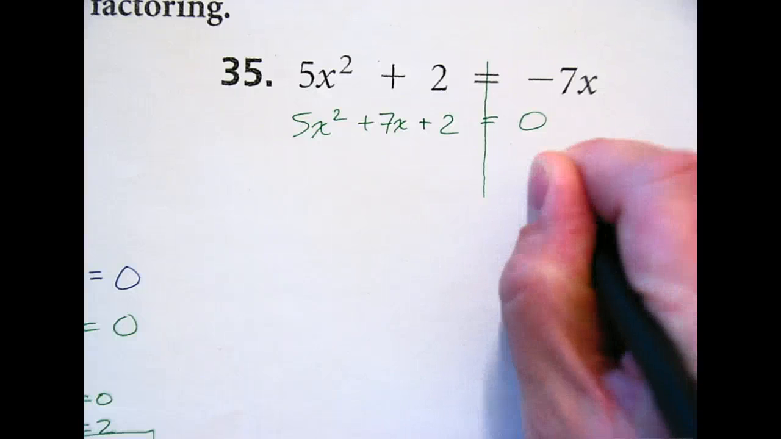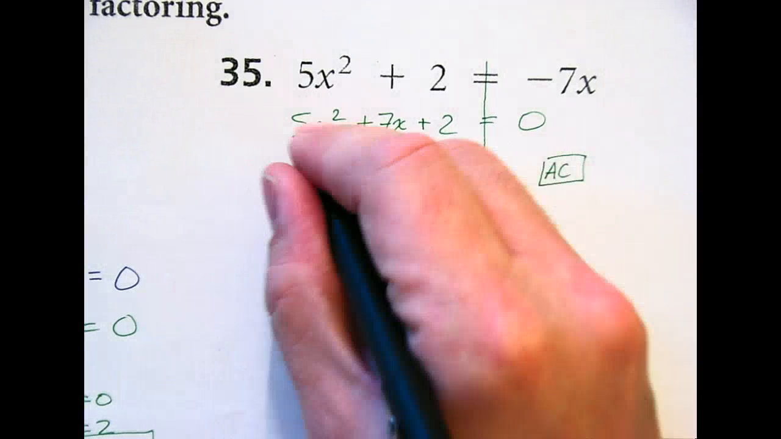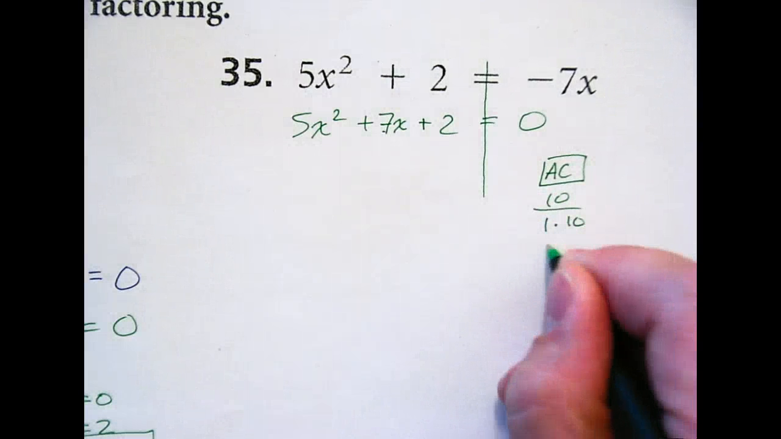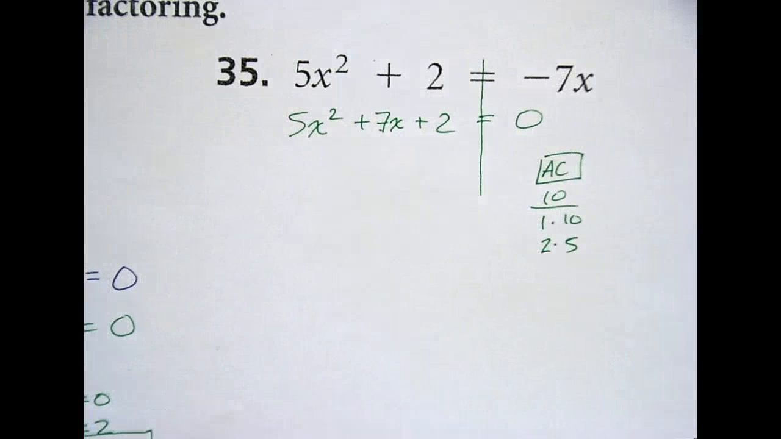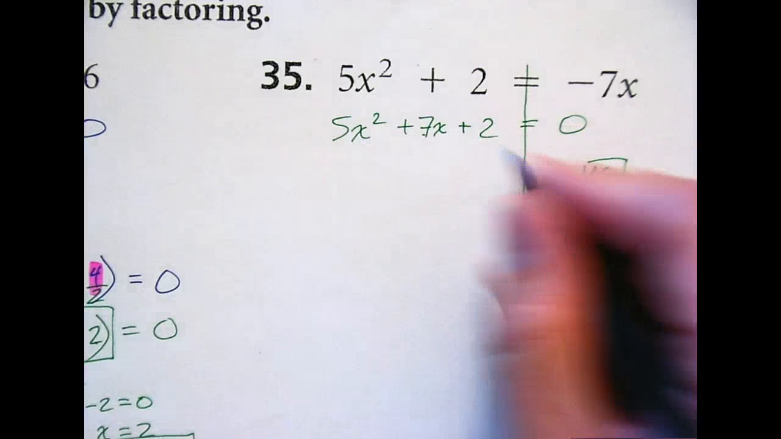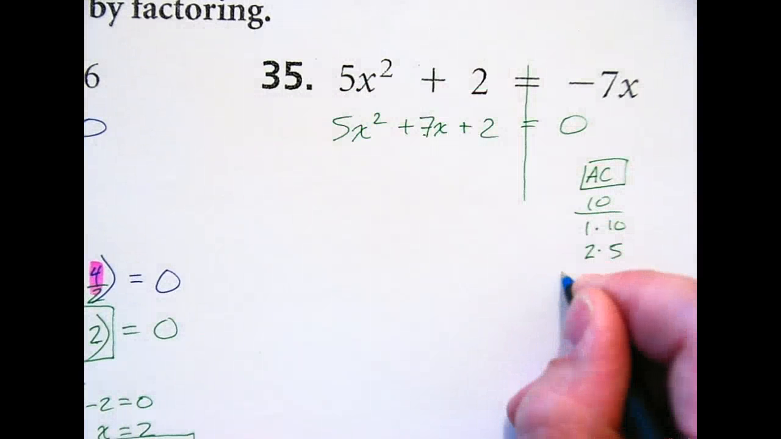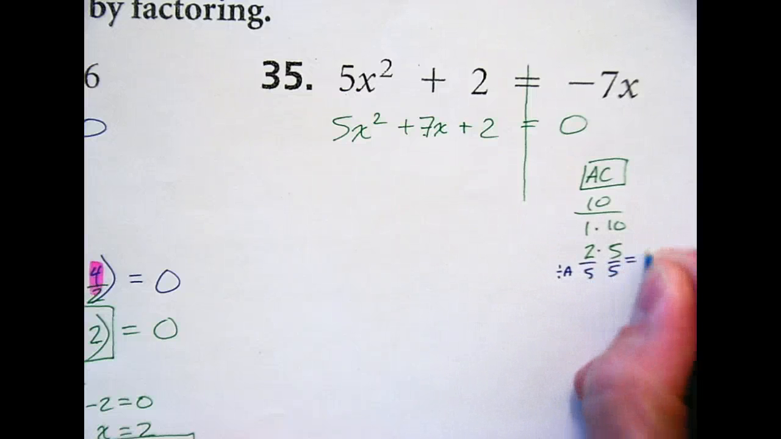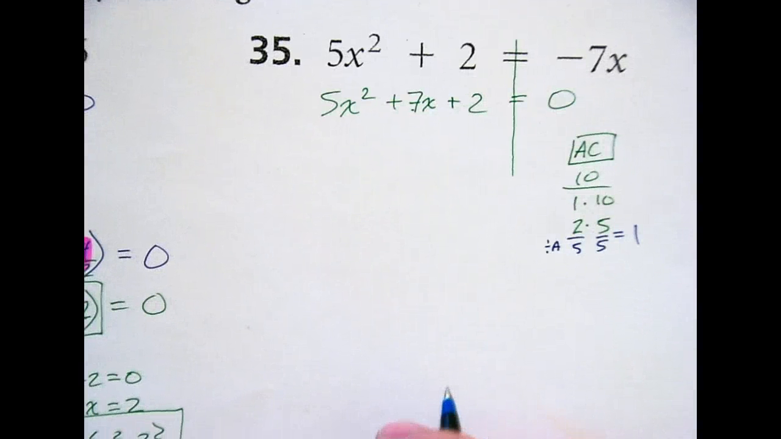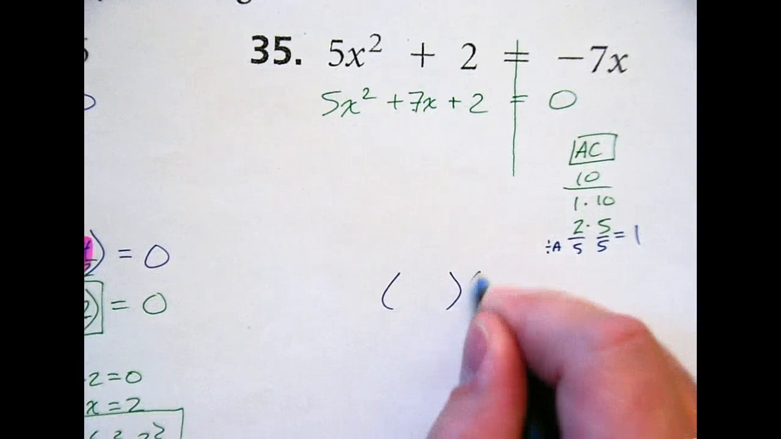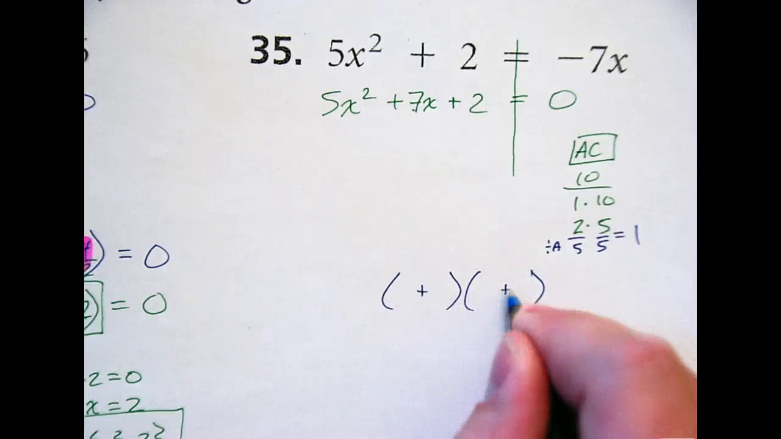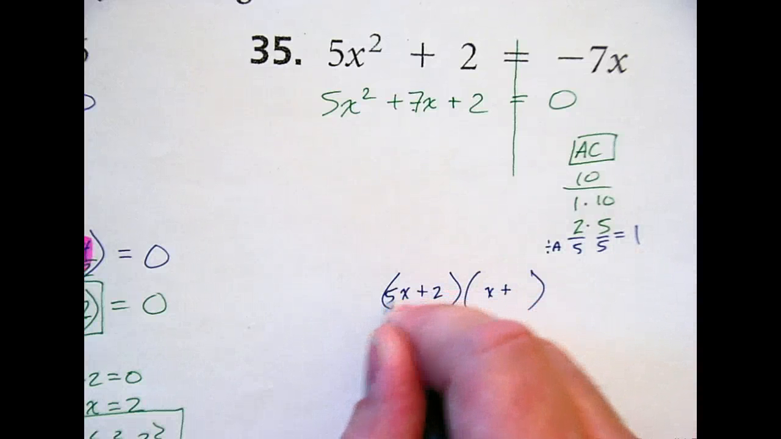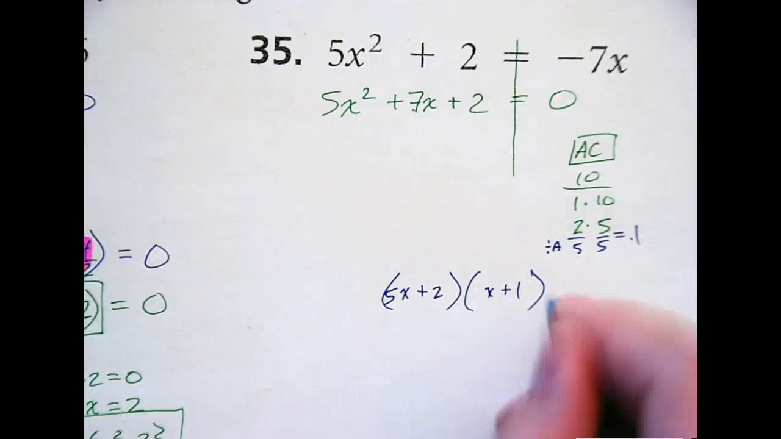Okay, A times C is 10. 5 times 2. 2 things that multiply to 10, add to 7. So definitely not 1 and 10. But 2 and 5 work. Okay, so if you want to divide before you put them in parentheses, you could. This is where you divide by A. So that gives me 5 and 5, and then I reduce. That becomes 1. So when I put it in parentheses, my parentheses this time are plus plus. I have my x. I have 2/5, so the 2 goes here and the 5 goes there. And then I have 1.